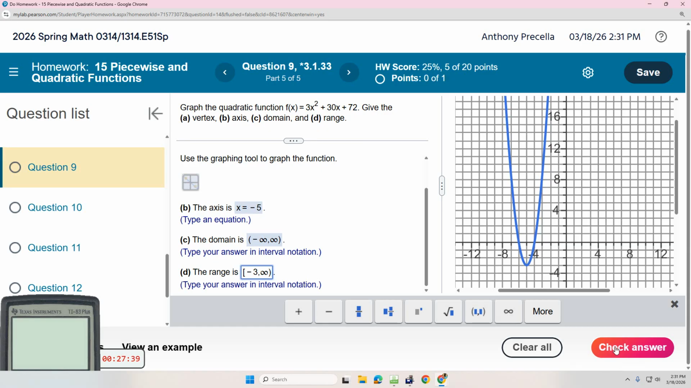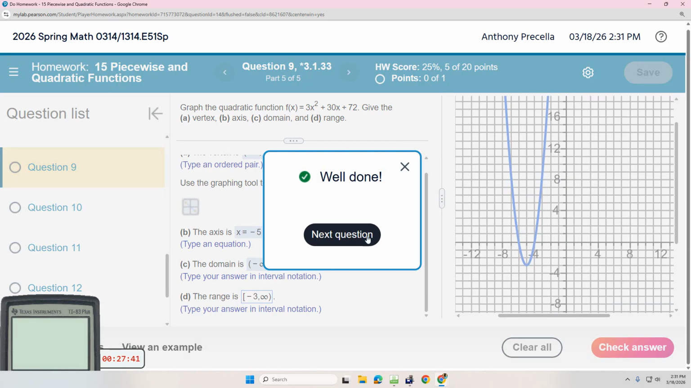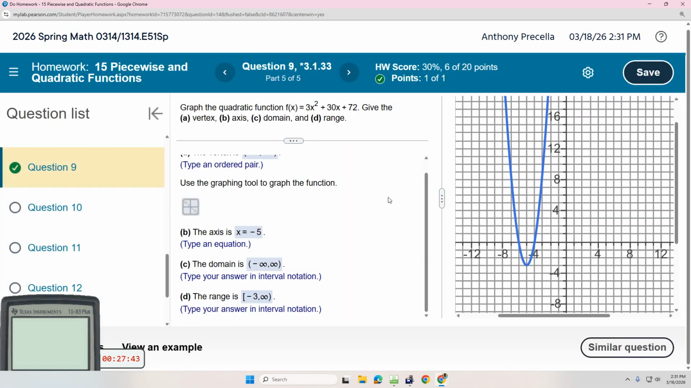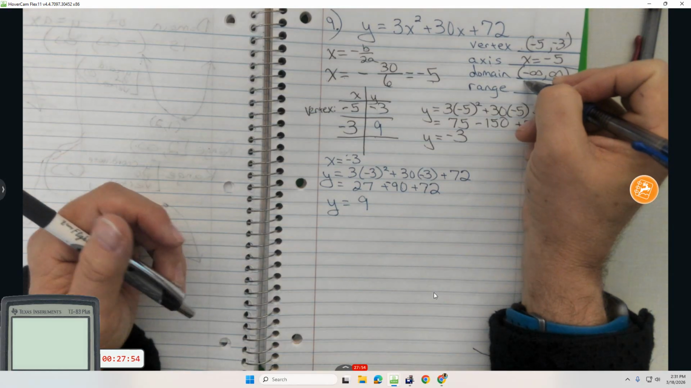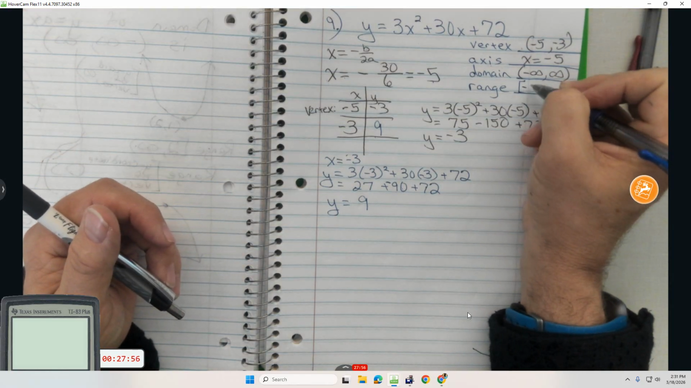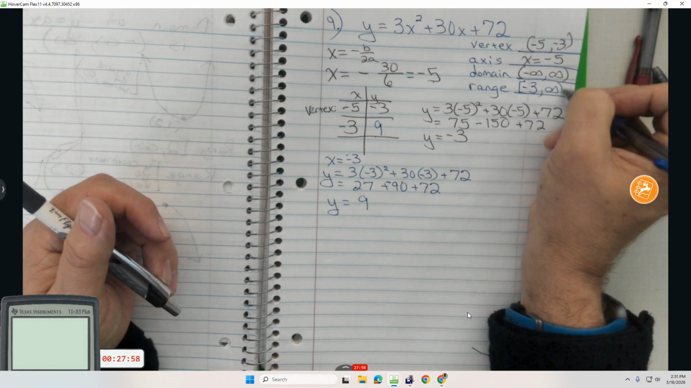Bracket -3, infinity. For the range, you use the y coordinates. That makes sense. The range is the y coordinates, so you don't use the x coordinate. Let me write this down. So we said that the range was bracket -3 to infinity.